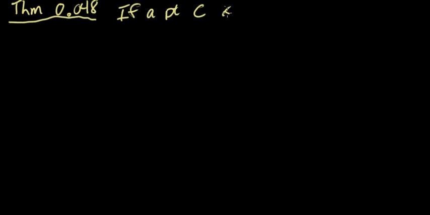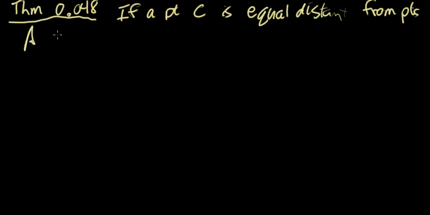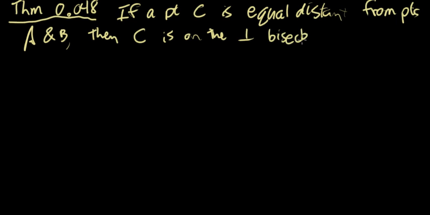We're going to go over another theorem. It's going to be theorem 0.048, and it's going to state that if a point C is equidistant from points A and B, then C is on the perpendicular bisector of AB.